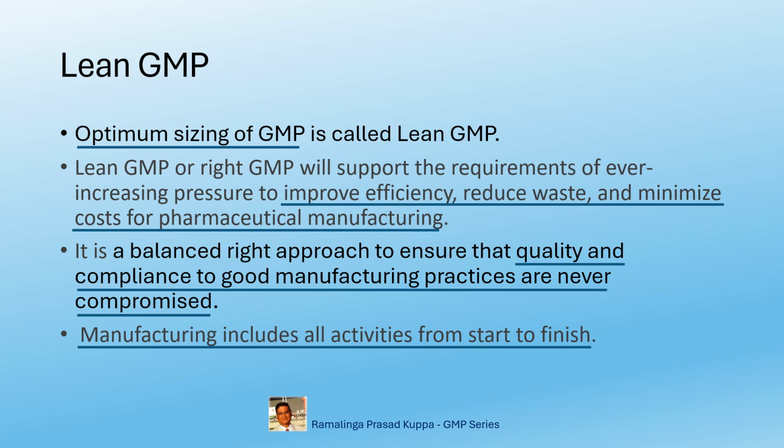Manufacturing includes all activities from start to finish. This is very important to understand. Manufacturing process includes all processes from receipt of inputs, quarantine, sampling, testing, production, holding, distribution, customer services, etc. Production is a part of manufacturing. So it is a start to finish of all activities within the four walls of the manufacturing site.